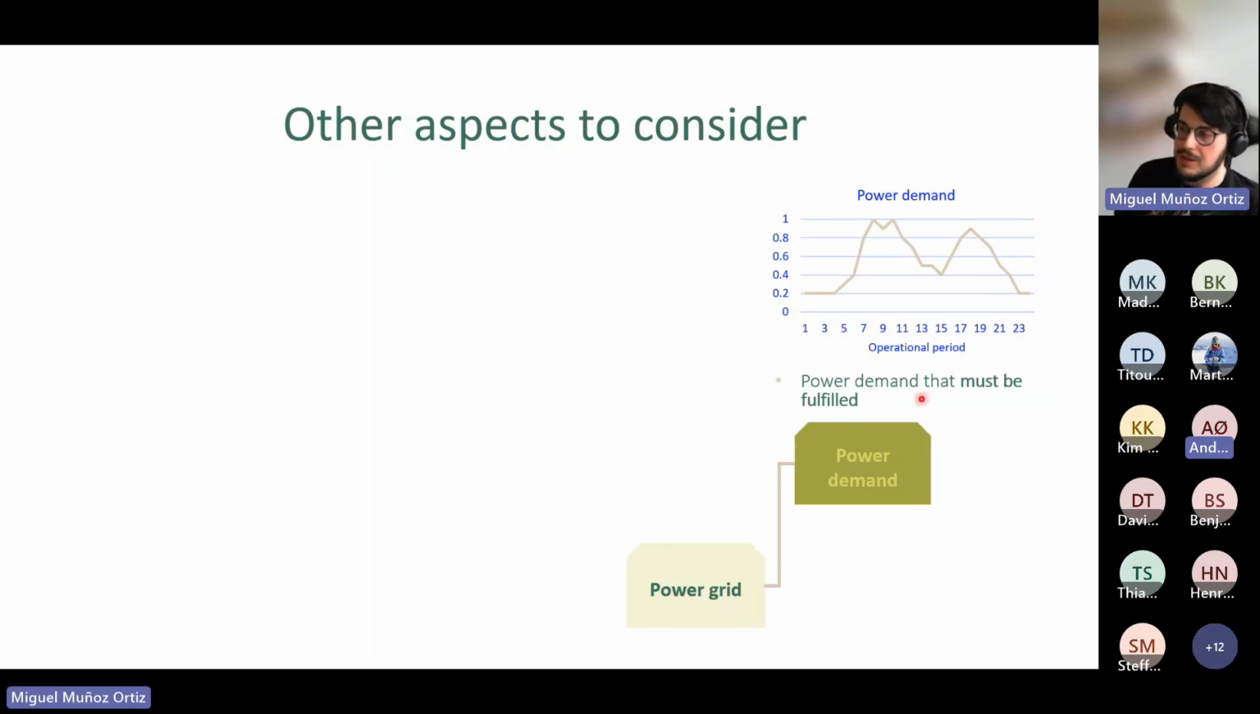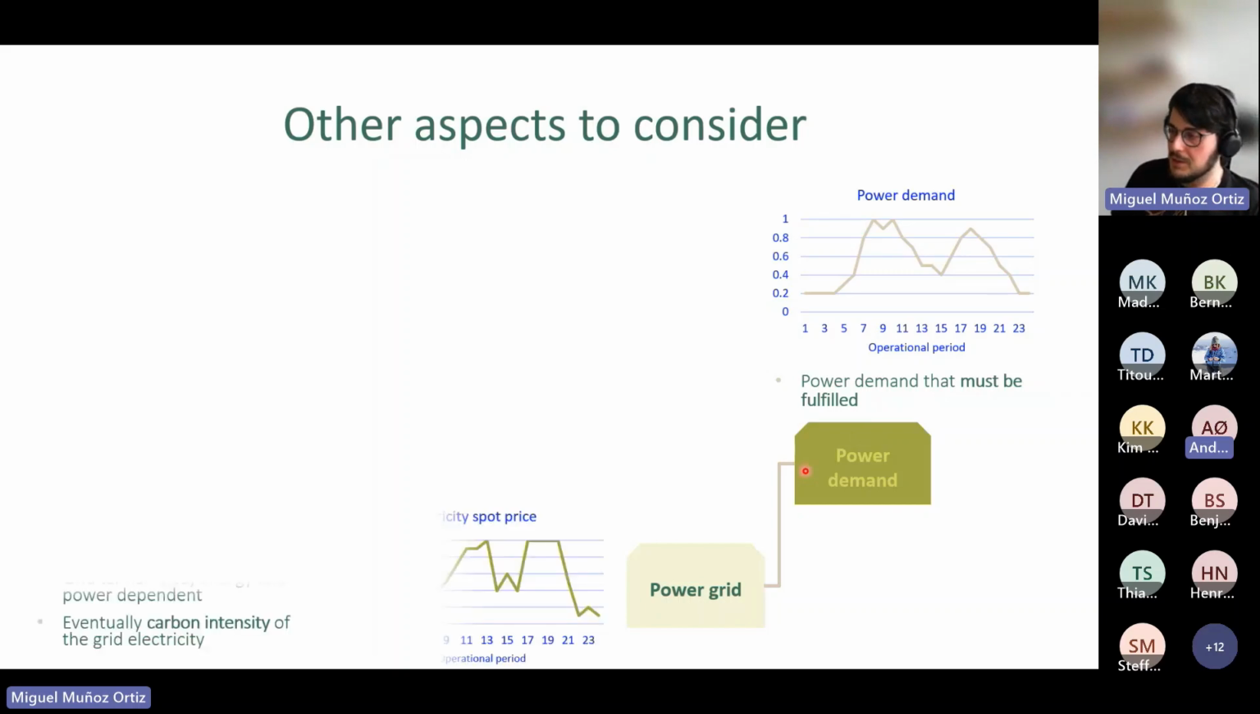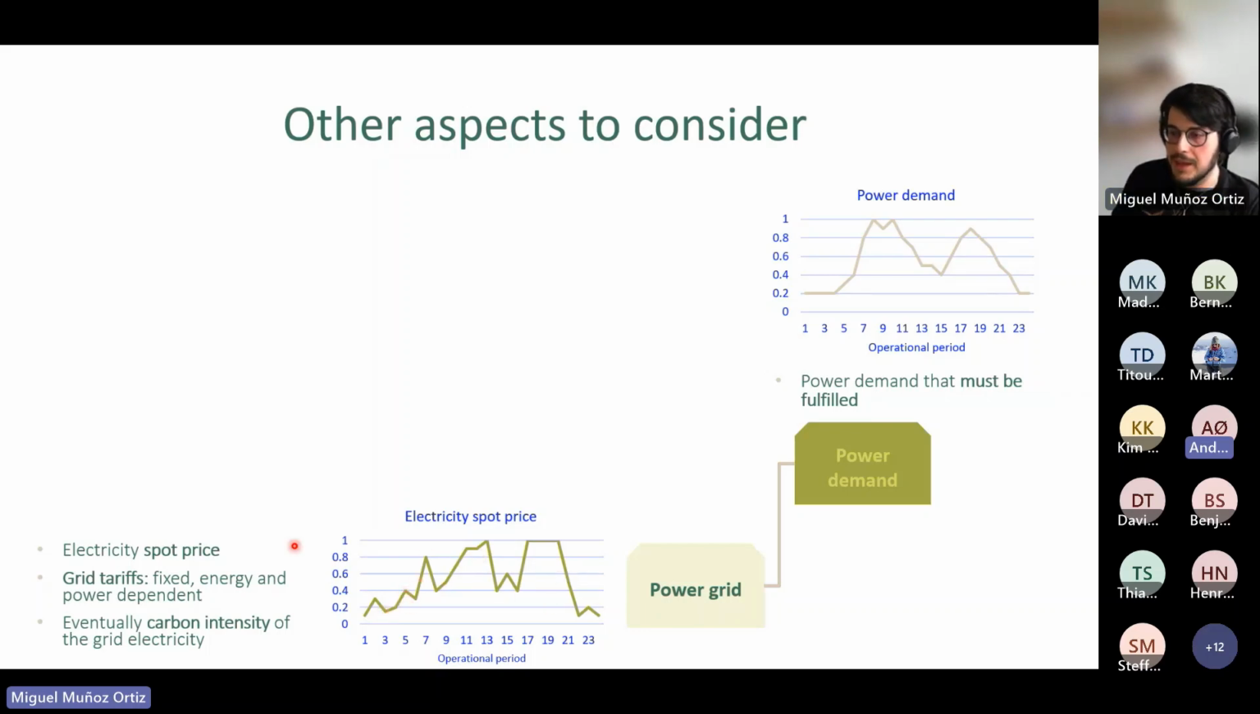And then if we consider the traditional system, let's say, of a house, we have electricity from the power grid, where the spot price of the electricity varies every hour. That's this component, but you have other components. You can have electricity tariffs that at the same time could have a fixed component. You just pay a fixed amount of money just to be connected to the grid. It could have an energy component.